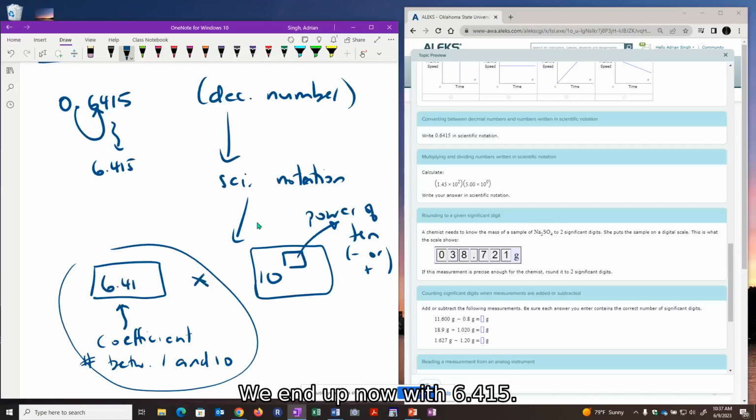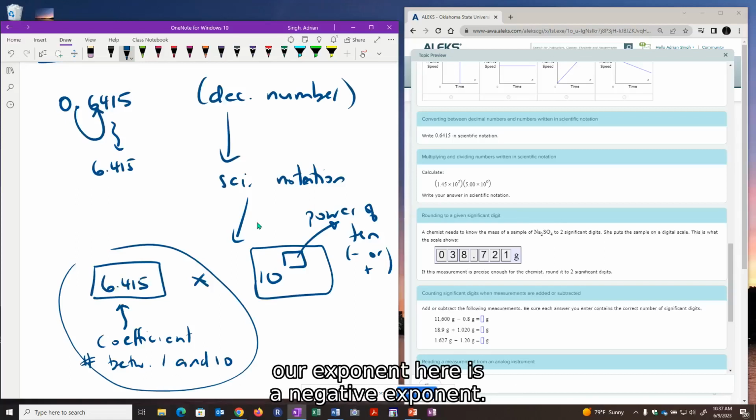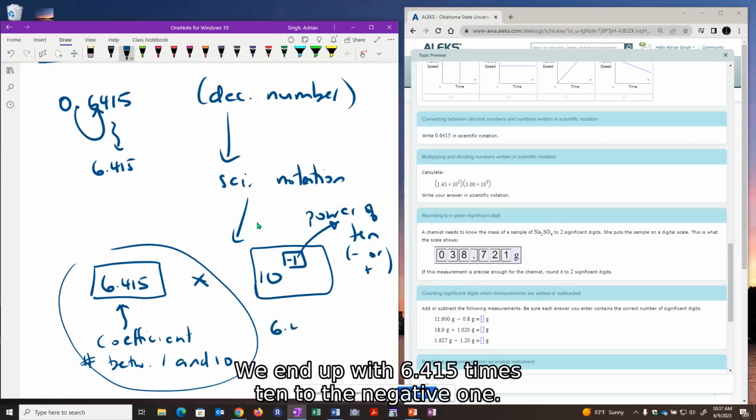6.415. And because we had to move the decimal point to the right, our exponent here is a negative exponent. We moved it one place to the right. So we end up with 6.415 times 10 to the negative 1.